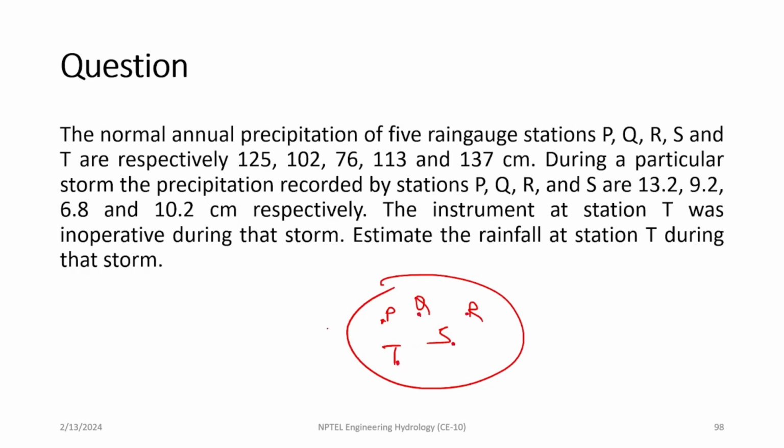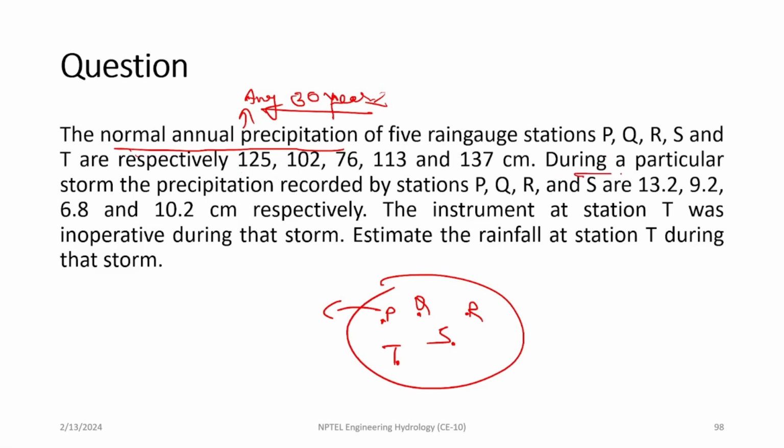Okay, and they are having the normal annual precipitation. Do you know, are you familiar with this term, normal annual precipitation? What is it? It's a 30-year average data. Yes, average of 30 years data. So it has been provided for all the stations.